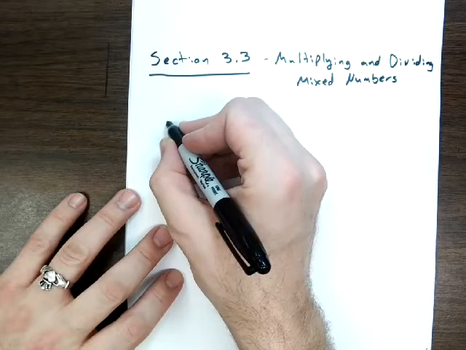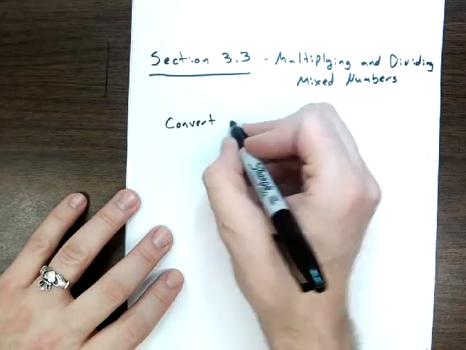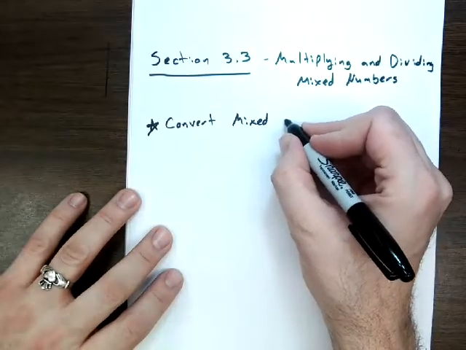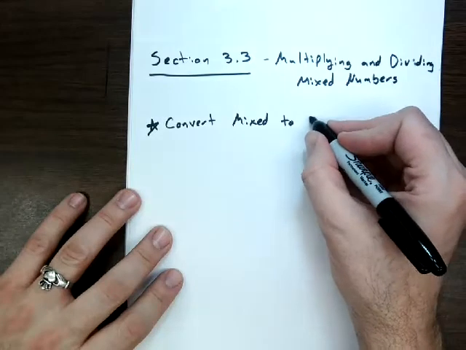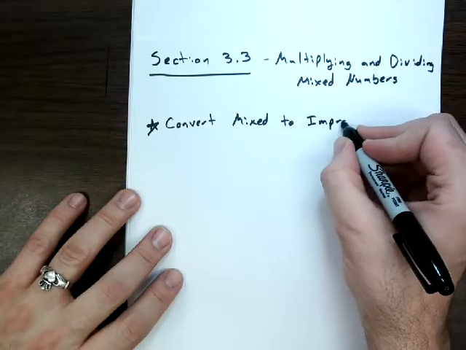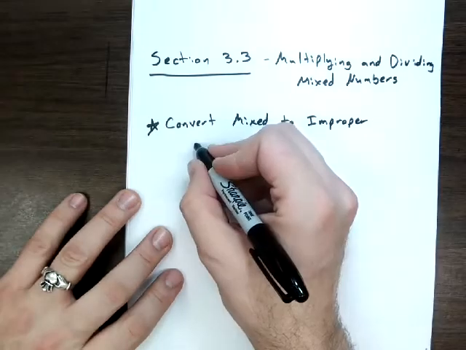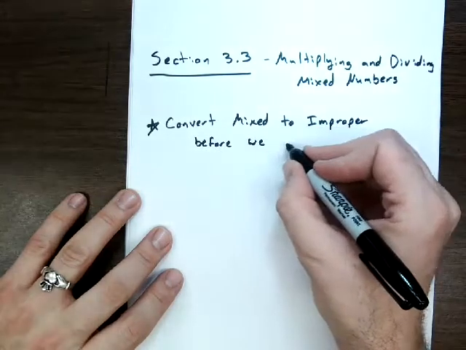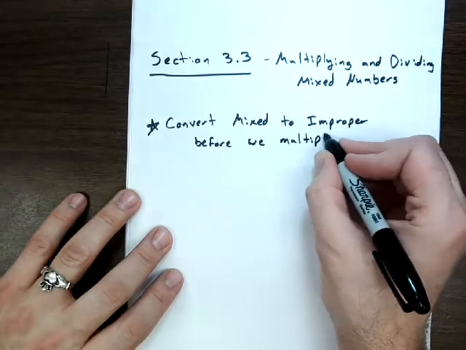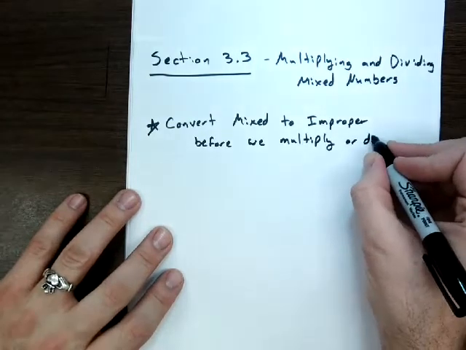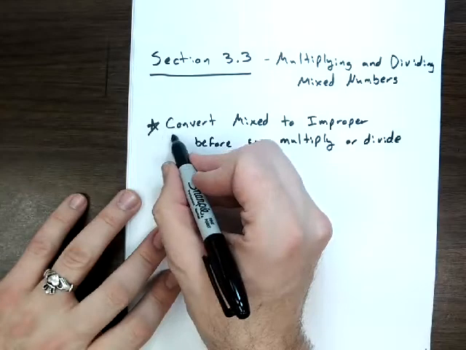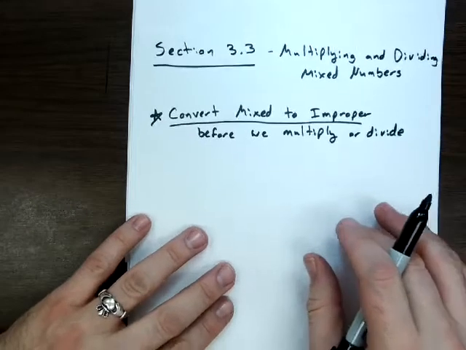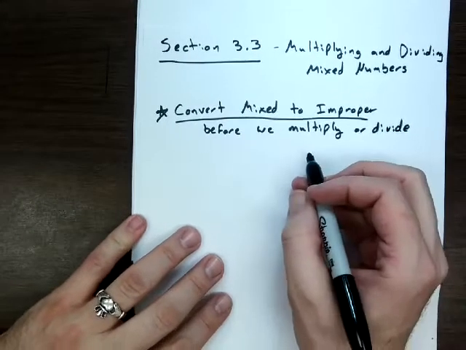We're going to convert all of our mixed numbers to improper numbers, or to improper fractions, before we multiply or divide. And that's it. That's the main thing. We have to convert our mixed numbers to improper in order to multiply or divide. So let's take a look at some examples.